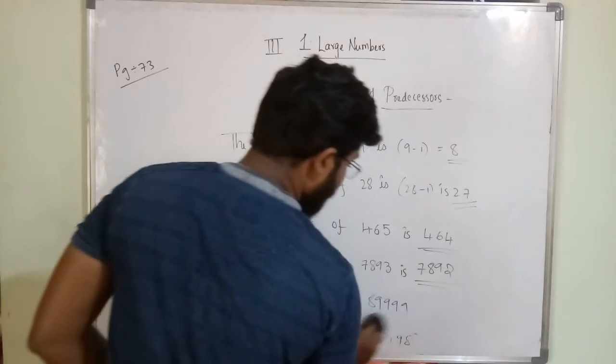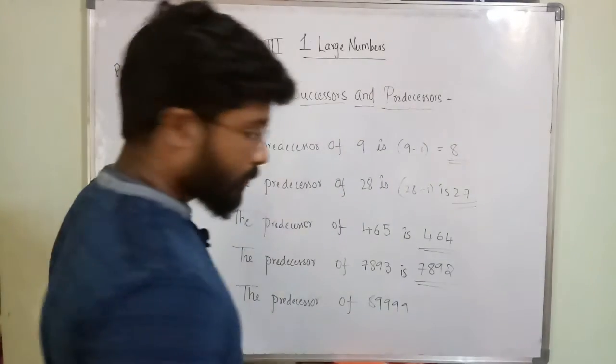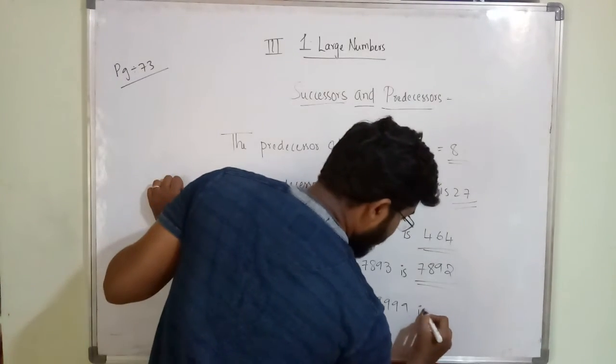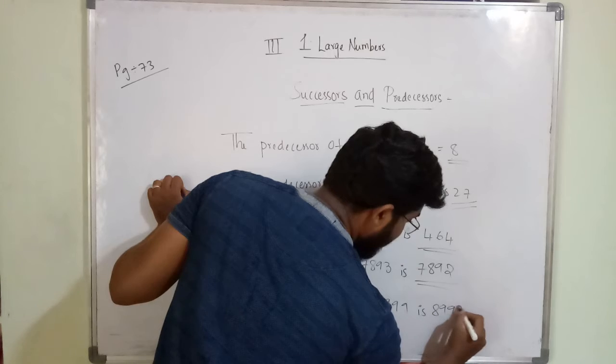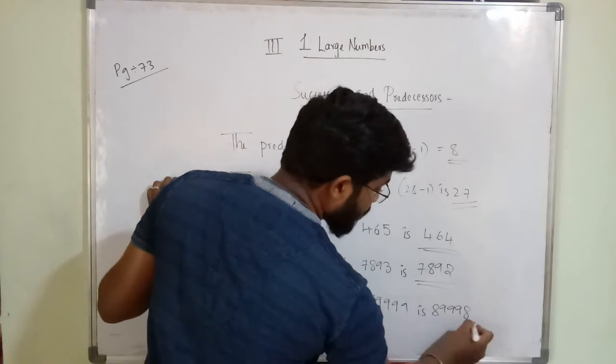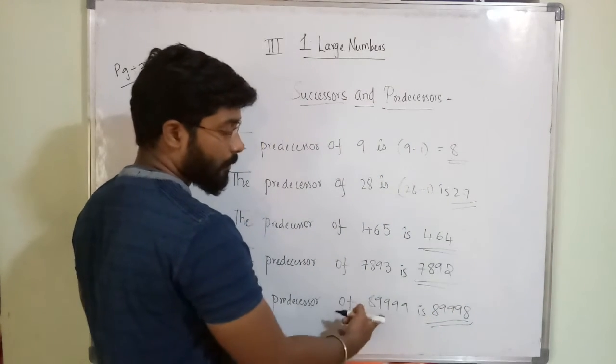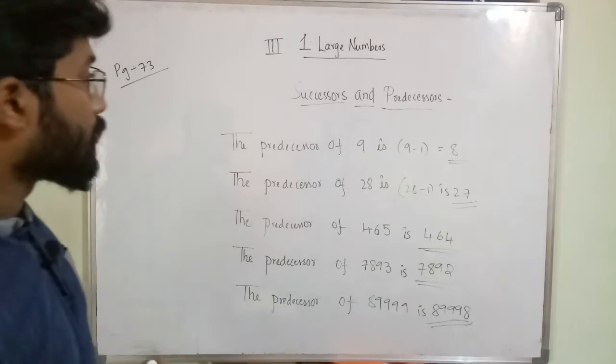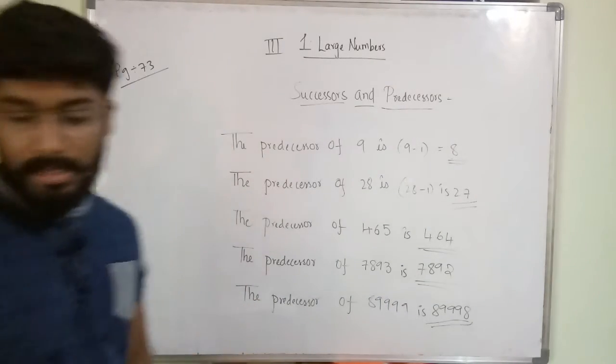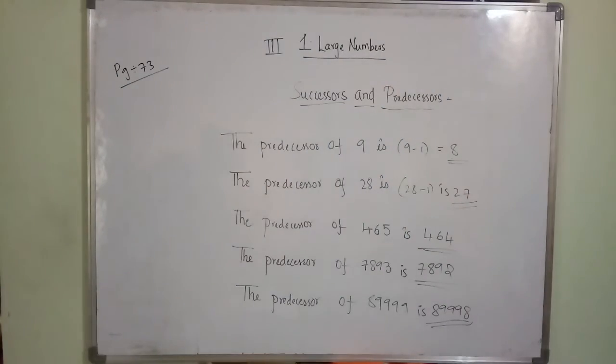89,998. So how did you get this? If you do the minus 1 from this number, you get that number. Okay? So this is about successors and predecessors. Okay?